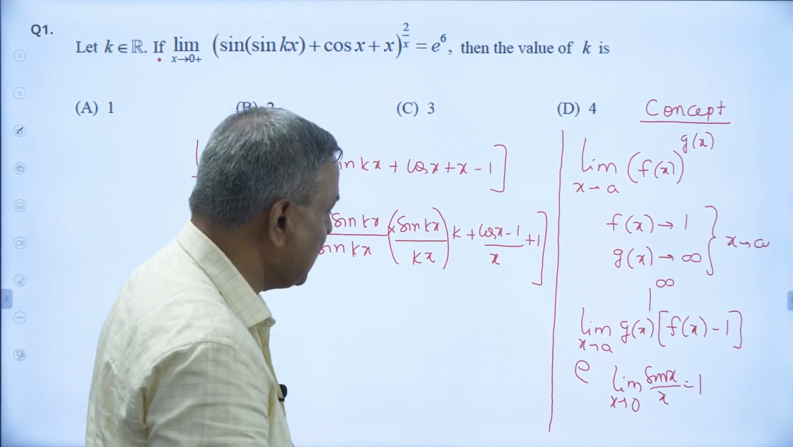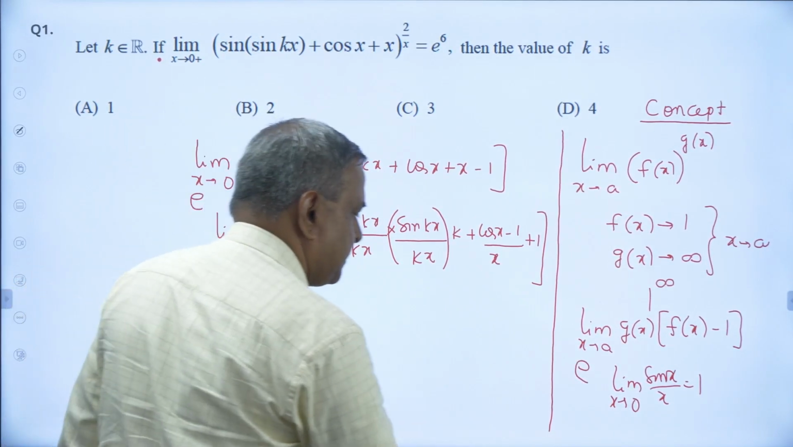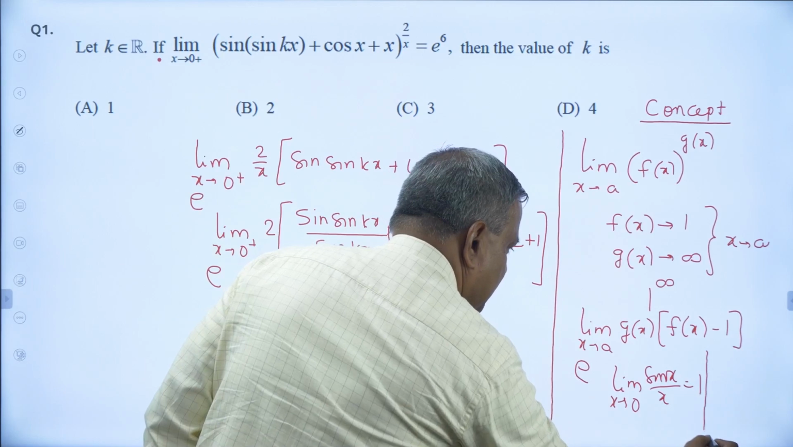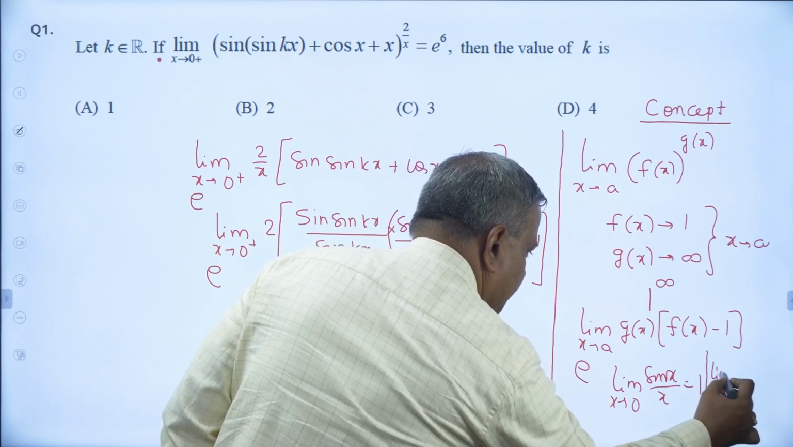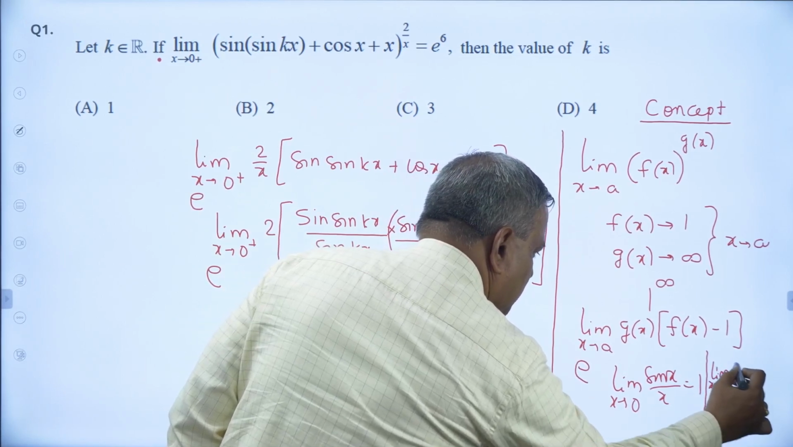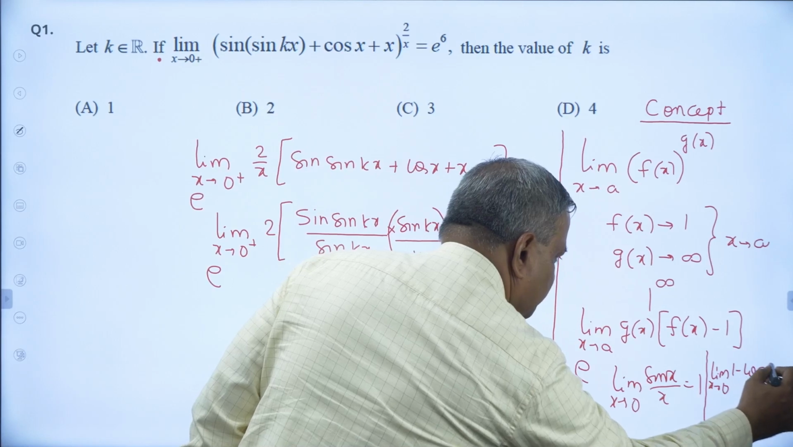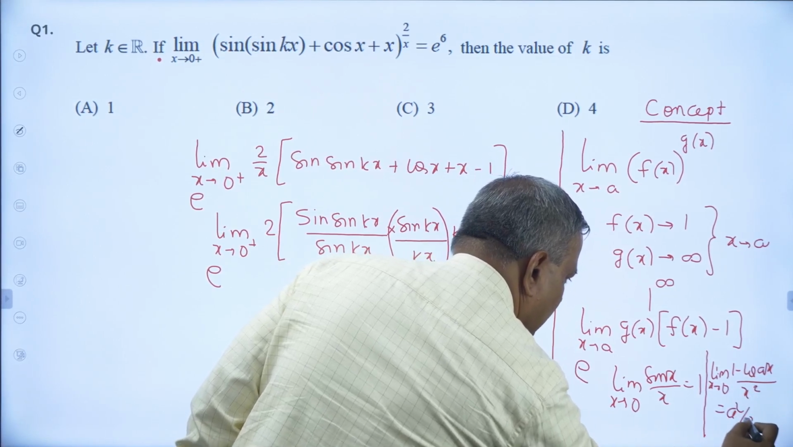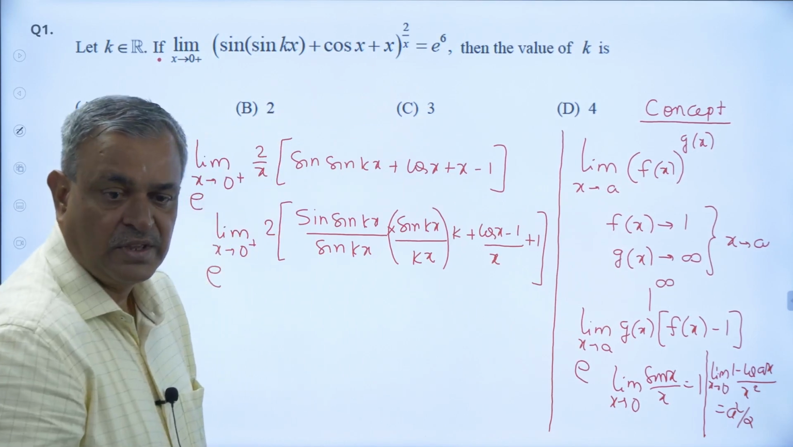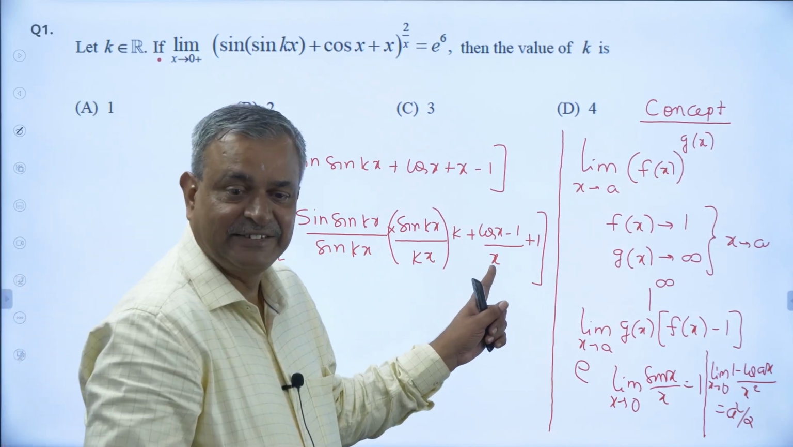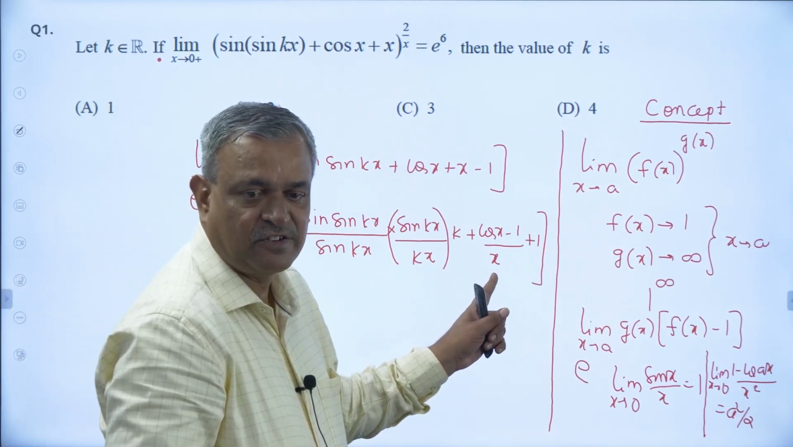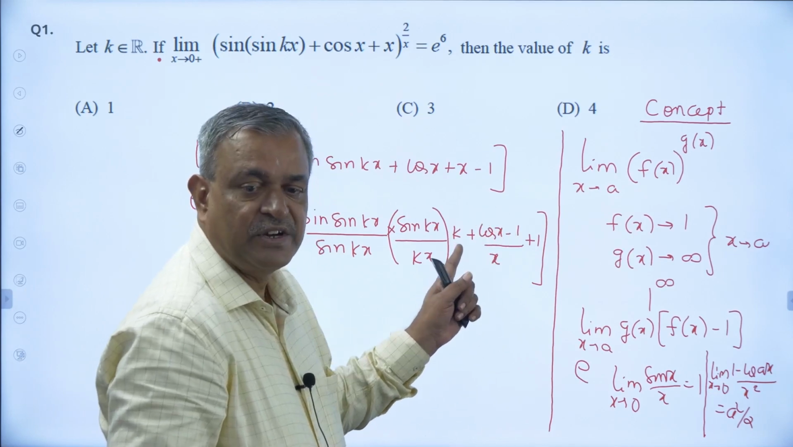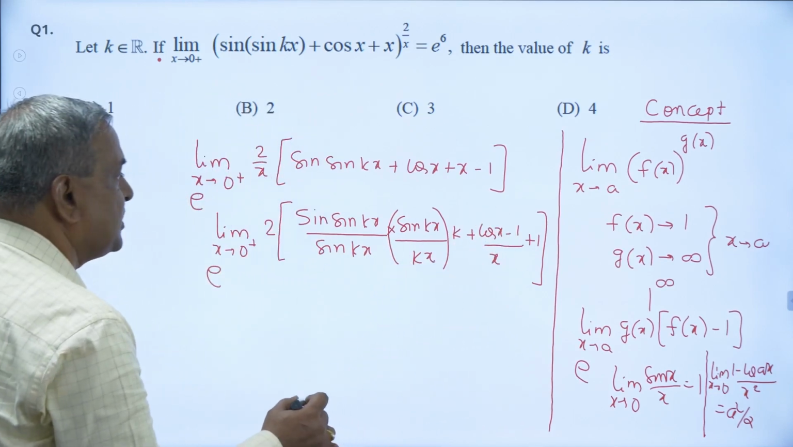One more standard limit we are using. What is the other standard limit? Limit x tending to 0 of 1 minus cos ax by x square is equal to a square by 2. But only x is there, so you multiply and divide by x square. So what happens? This quantity will become 0. What will you get for this quantity?